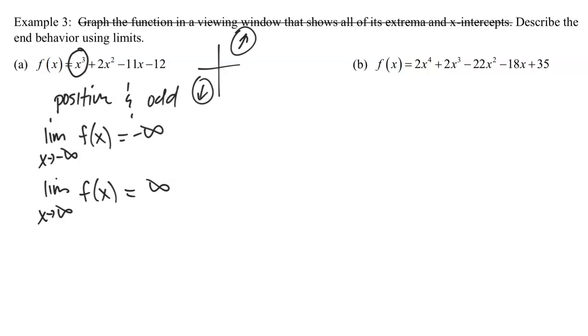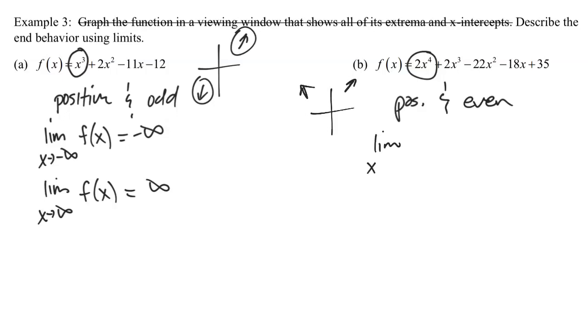Now in letter B, looking at the lead term, that is 2x to the 4th, and so that's going to be positive and even this time. And so if I think about what that means, I'm going to have a graph that goes up in both directions, and so therefore both of my end behavior limits are going to be positive infinity. The limit as x goes to negative infinity of f of x, that's the left end behavior, that will be positive infinity, and the limit as x goes to infinity of f of x, my right end behavior will also be positive infinity. So one more time, that leading term is what determines your end behavior.